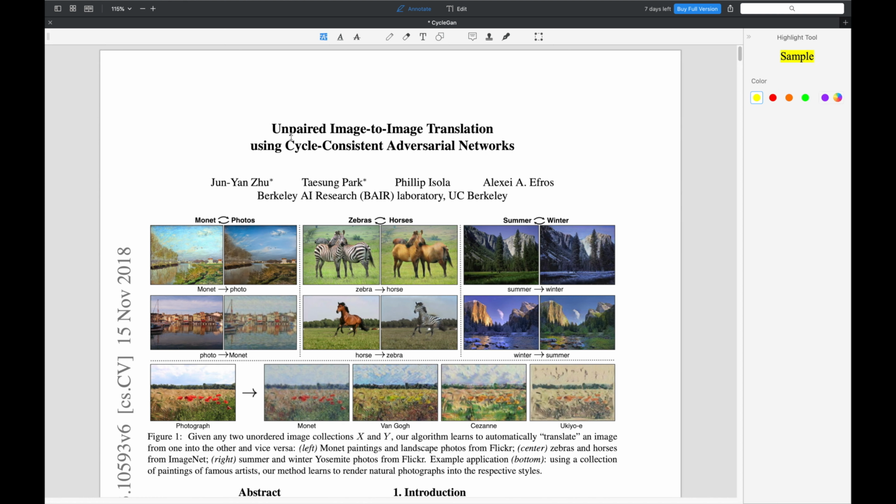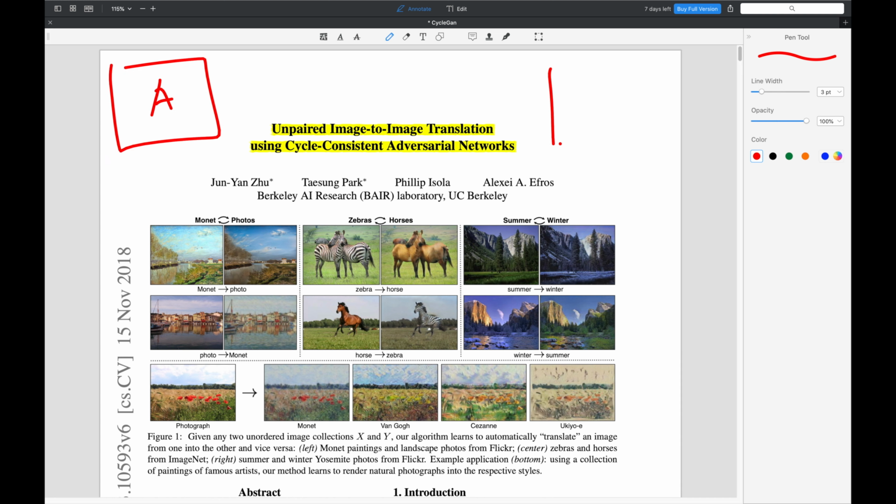Today, we'll be looking at a paper called Unpaired Image-to-Image Translation using Cycle-Consistent Adversarial Networks, or CycleGAN. This CycleGAN paper tackles the problem of image-to-image translation, which is a problem of translating images from domain A to domain B, such as converting images of zebras to horses, or summer to winter, or monet to photos, and etc.